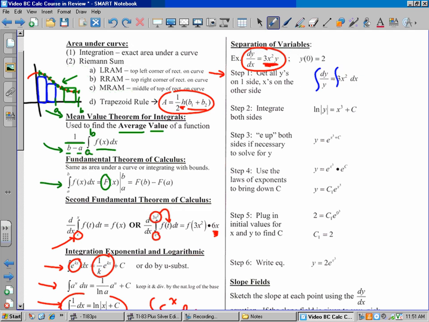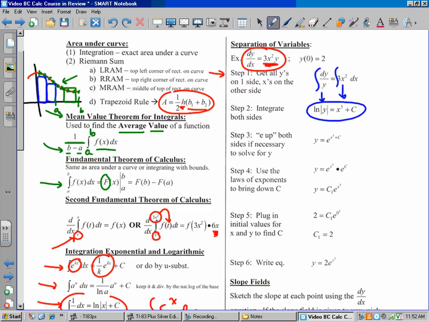What's the integral of 1 over y? The natural log of the absolute value of y. What's the integral of 3x squared? 3x to the third over 3. And then you could put the plus c down. At this point, they usually are going to want y equals. So now you have to solve it for y, and you have to figure out what plus c is.